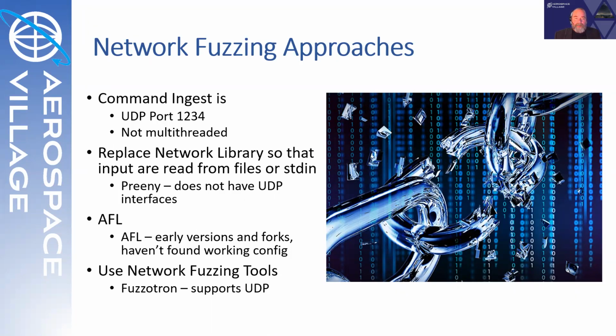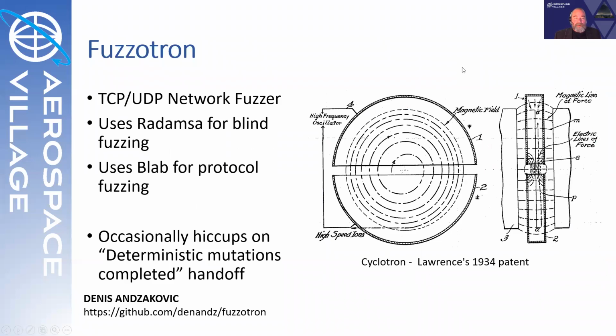Another option is to build the file system interface directly into the application and use AFL. This is a great approach because it'll give you coverage, but the CFS executable is multi-threaded with a high dependency on shared library applications and table spaces that I found difficult to configure with AFL. So I chose to use a pure network fuzzing tool called Fuzzotron, which natively supports both UDP and TCP. It uses Radamsa for blind fuzzing. That is, you provide a set of inputs and it will just start randomizing based on those.